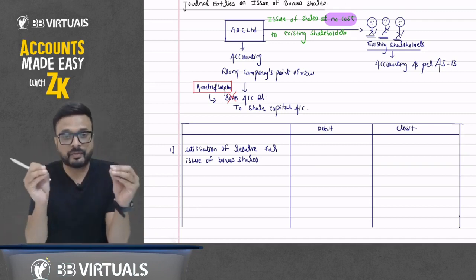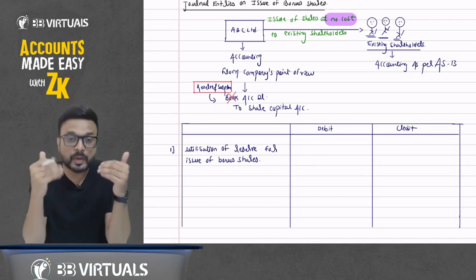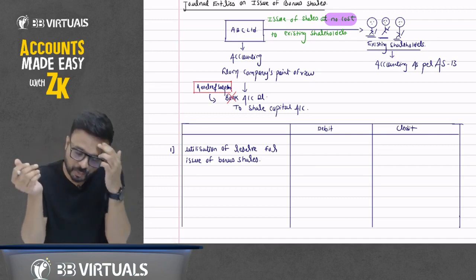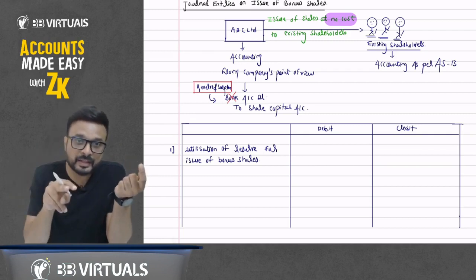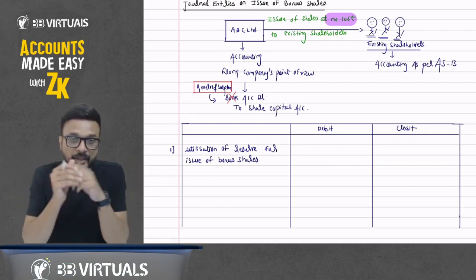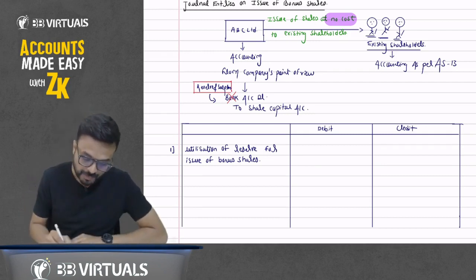You have transferred from free reserve to CRR account. Now you can utilize that CRR account here. When we utilize any reserve, since reserves have a credit balance, we have to debit it. So here, reserve and surplus account will be debited.